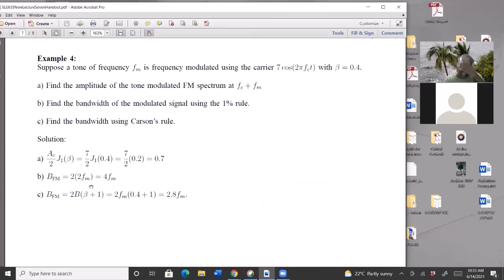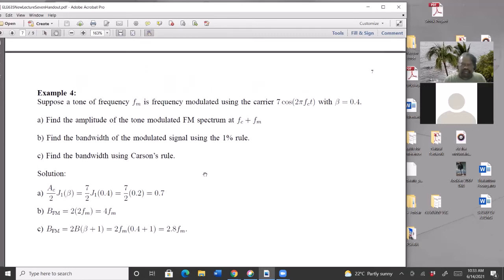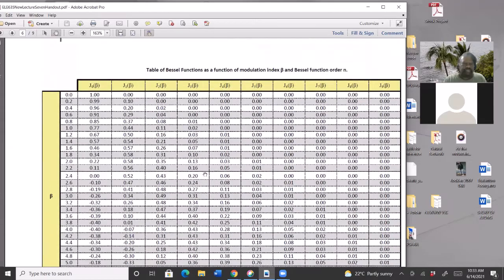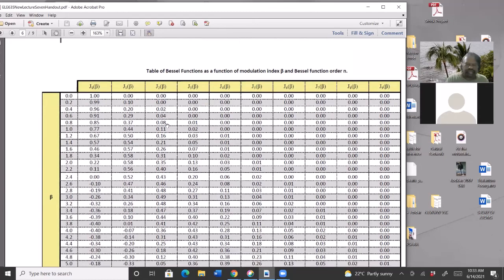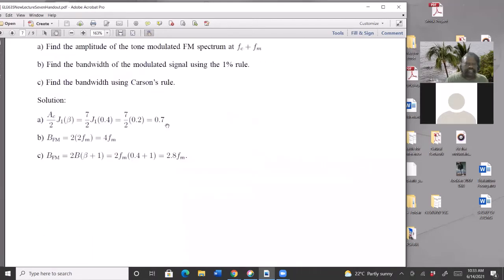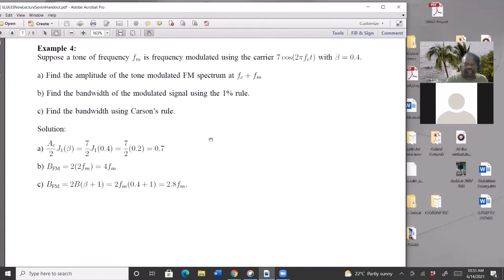Okay, let me explain that again. We are at beta equal to 0.4 and we are looking at the 1% rule. This is at Fc, this is at Fc plus Fm, this is Fc plus 2Fm. So 2Fm this way, 2Fm this way, 4Fm. Okay, that's it. 4Fm, and we don't know what Fm is. That was not given, right?